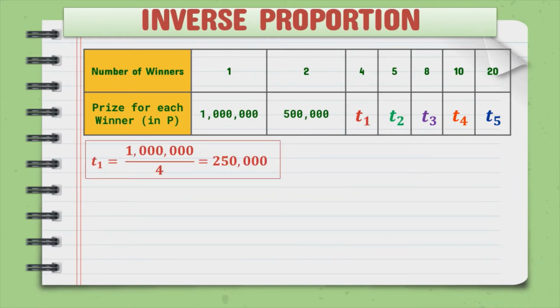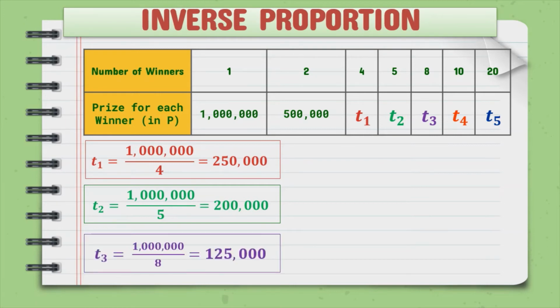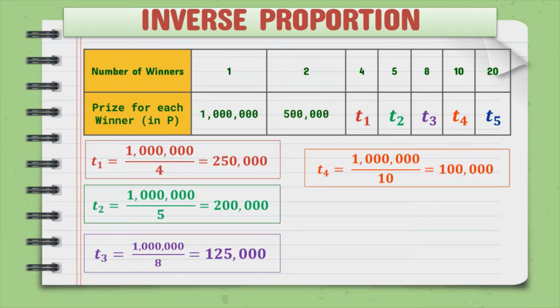So 4 winners will get 250,000. 5 winners will get 200,000. Bali, ang 1 million divided by 4 winners. If 5 winners, they will divide it by 5, so they will get 200,000. If we have 8 winners, 1 million divided by 8, that is 125,000. And then, if we have 10 winners, so 1 million divided by 10 is equal to 100,000.